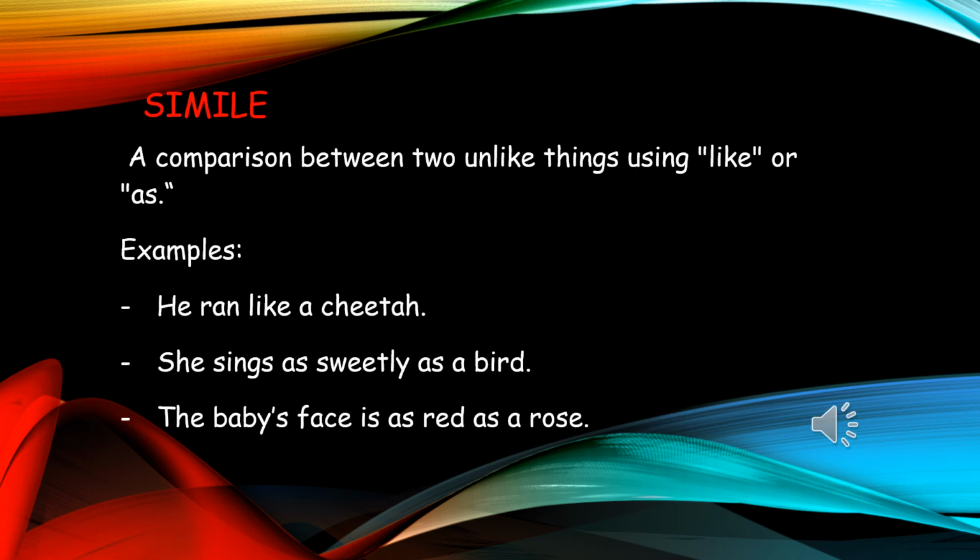Let us talk about simile. It is a comparison between two unlike things in which we use like or as words. For example, he ran like a cheetah. She sings as sweetly as a bird. The baby's face is as red as a rose.